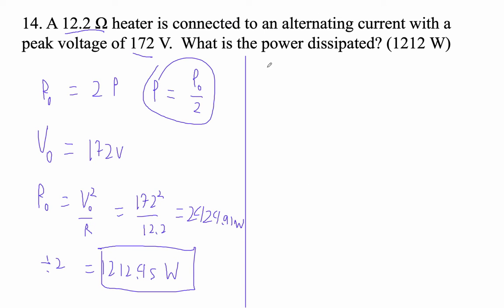Way number 2 is that let's not use the peak voltage. Let's use the RMS voltage. VRMS is V peak over square root of 2. So let's do that. VRMS, which is what we want to use for power, is 172 over the square root of 2, which is 121.622.